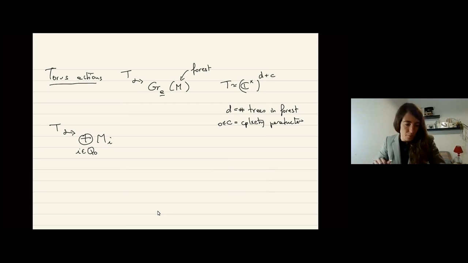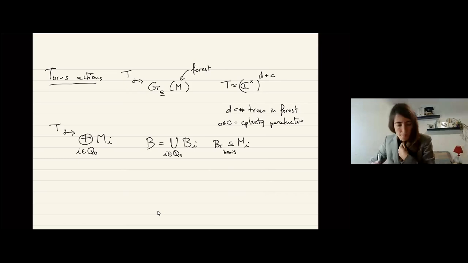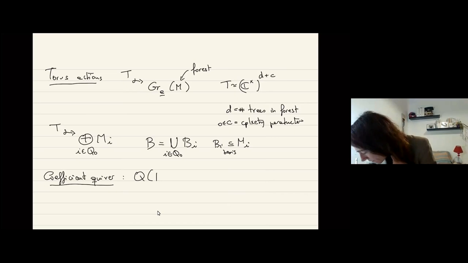So we want to define this action, and actually what we're going to do is that we want to fix B, which is a basis of this vector space. So in particular, it's going to be the union of B_i. So that's fixed once and for all, and B_i is a basis in M_i. And so what we're going to do is to say how torus elements act on one element of the basis and expand by linearity. So in order to do that, we need a combinatorial gadget which one can associate with any quiver representation and basis of it, which is another quiver, which is called the coefficient quiver. And so its set of vertices is the basis, the chosen basis itself.